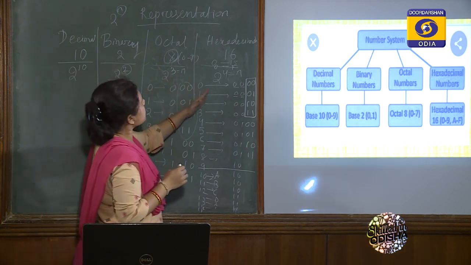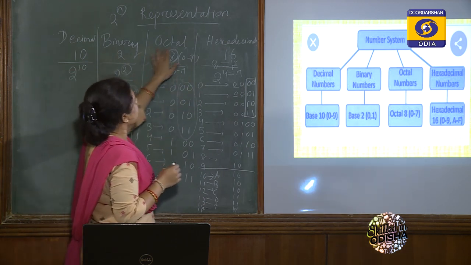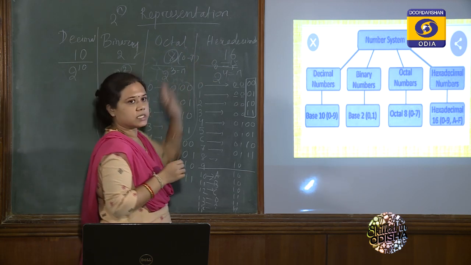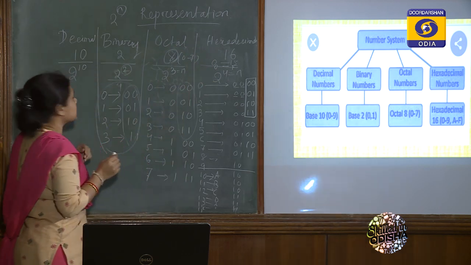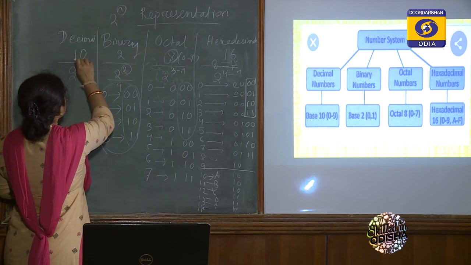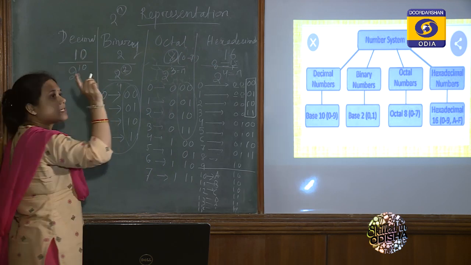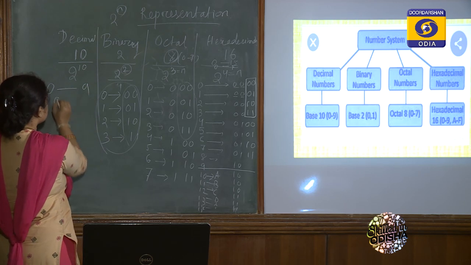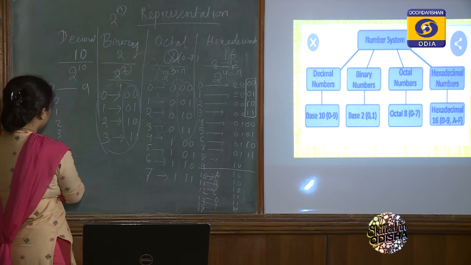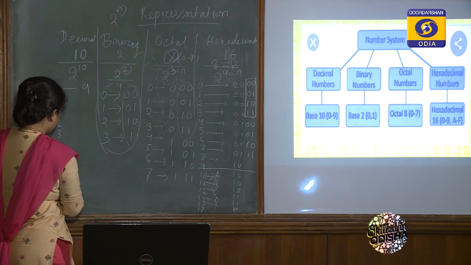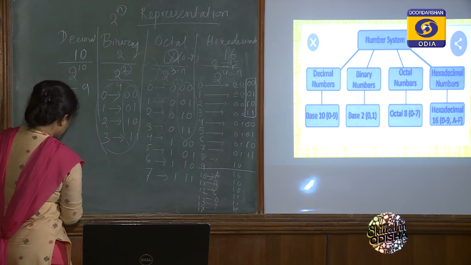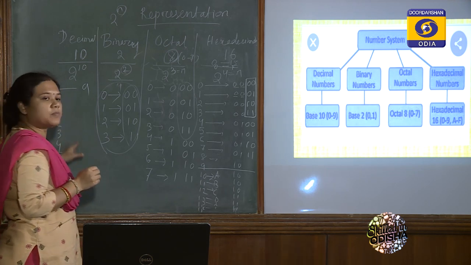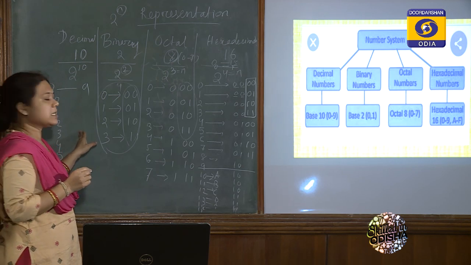So all these are the binary, octal and hexadecimal systems. So what about the decimal system? Here the number of digits is 10. That means 0 to 9. So what are the digits? 0, 1, 2, 3, 4, 5, 6, 7, 8, 9. So what do you mean by the digits present in this number system?